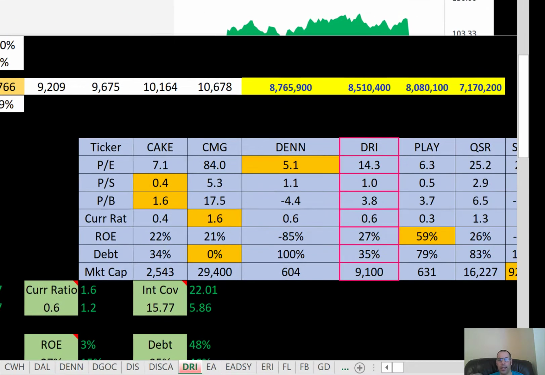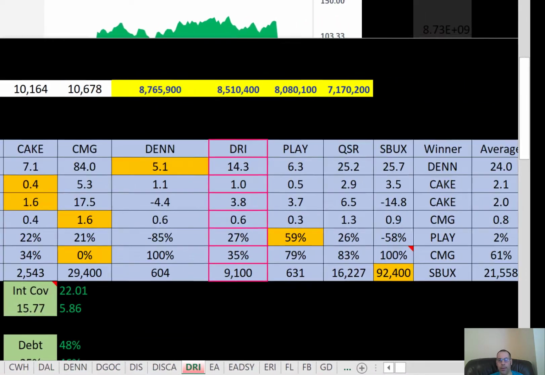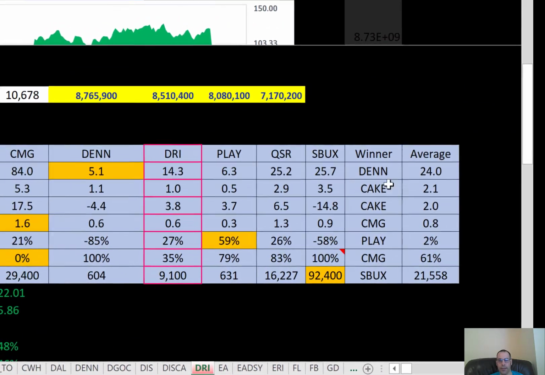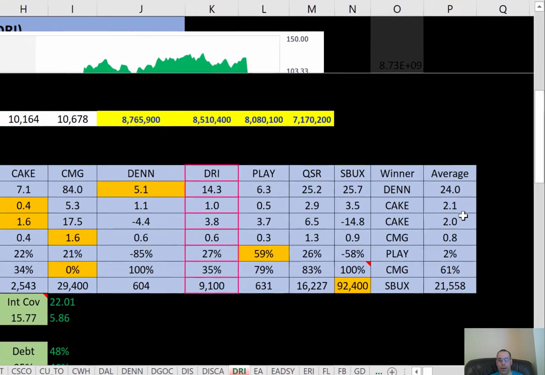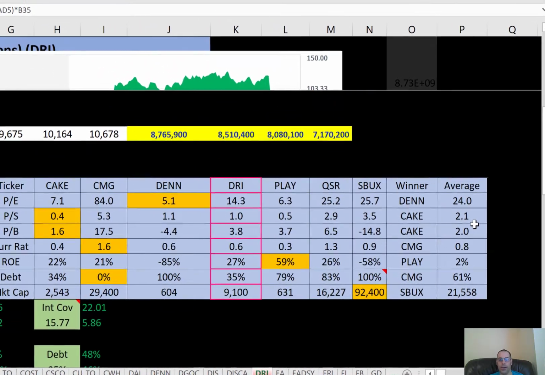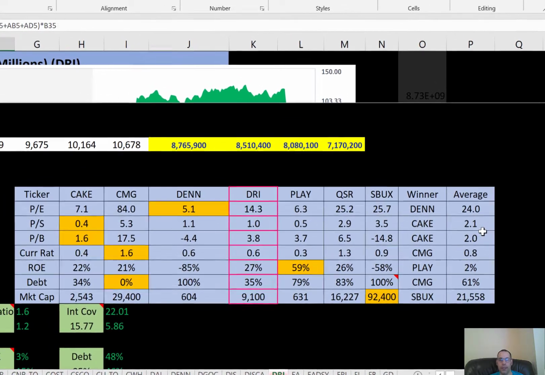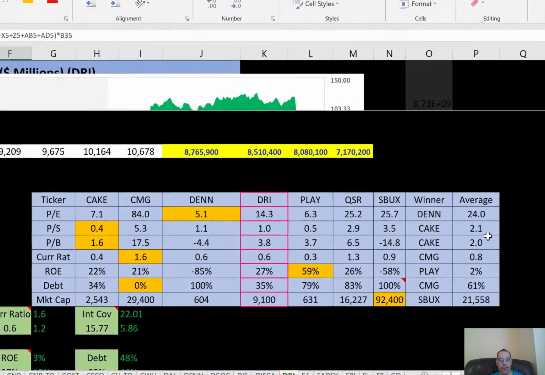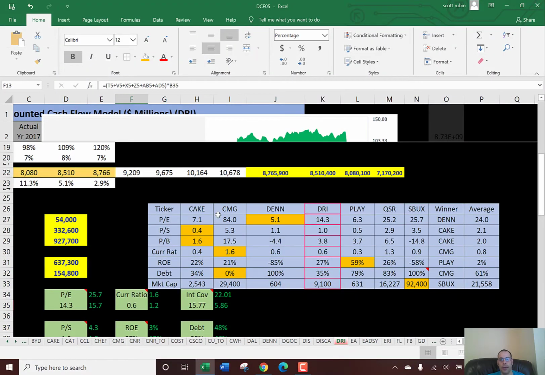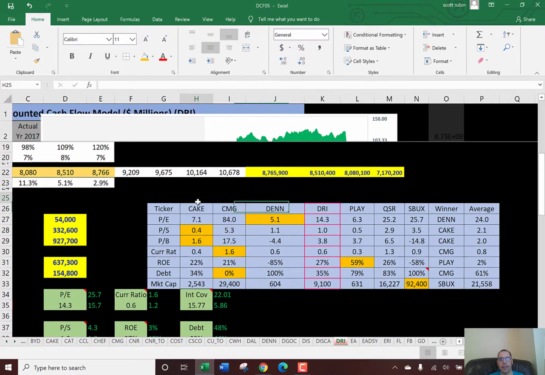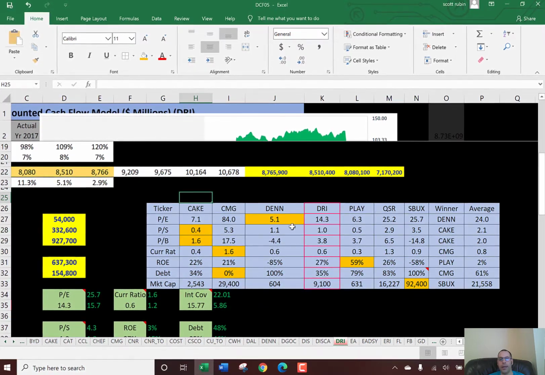And the best way to look at ratios is to compare them to the competitors, because that's how you really know. And you don't want to compare ratios to the entire market, because different industries have different ratios. Some industries have naturally high PEs, while some industries have naturally low PEs. So these 7 companies are in the same industry as Darden: Starbucks, Dave & Buster's, Denny's, Cheesecake Factory.